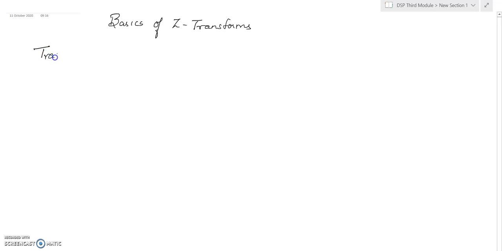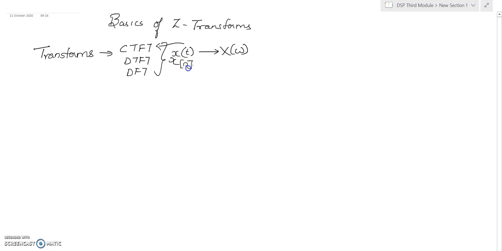We have already looked into different kinds of transforms, and a transform, as we know, converts a signal that exists in one domain to another. We had already looked into CTFT, DTFT, and DFT also. All these transforms converted signals which existed in the time domain to the frequency domain. This one is characterized by CTFT. x of n, which is a discrete version, was converted into x of omega. That was the job of DTFT. And in DFT, x of n got converted, that is, a discrete time signal got converted to a discrete frequency signal.